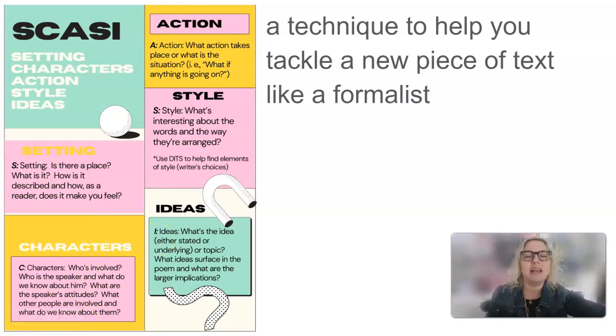Then we have to look at what is happening. Is there any interaction between characters? Or is it just the speaker detailing the differences between two groups of people, or how he wishes fall wouldn't come? What is actually happening? What, if anything, is going on? All right, so these are dealing with the literal aspects, things that can be proven to be true.